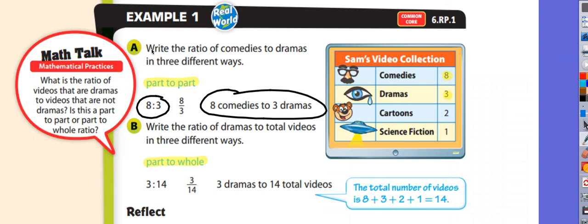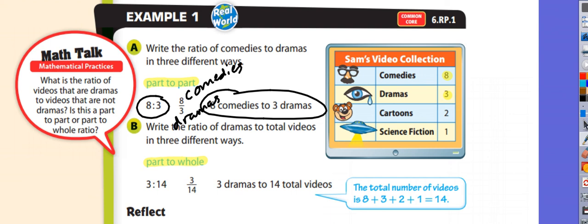I don't totally like this way because we'd be writing 8 comedies over 3 dramas. And typically when we write a fraction like that, we would be writing the comedies over the total. And so the fraction doesn't make quite as much sense on a part-to-part ratio. It does make more sense on question B. Let's examine that real quick.